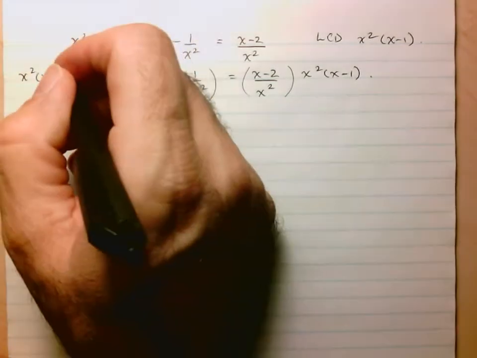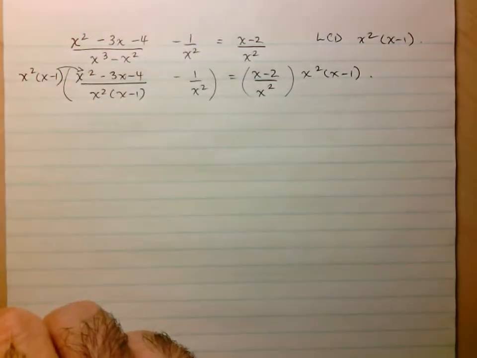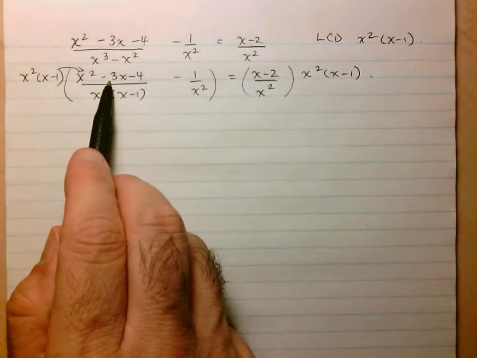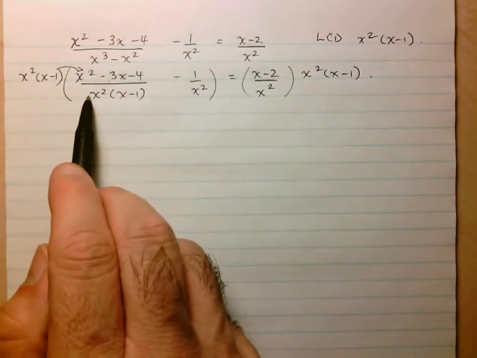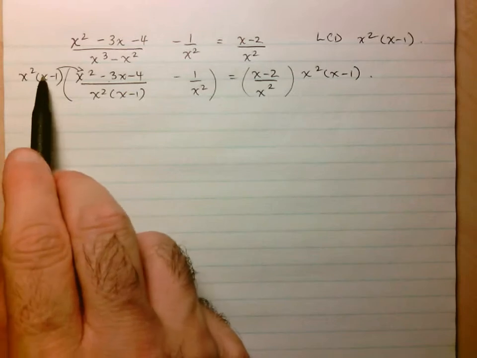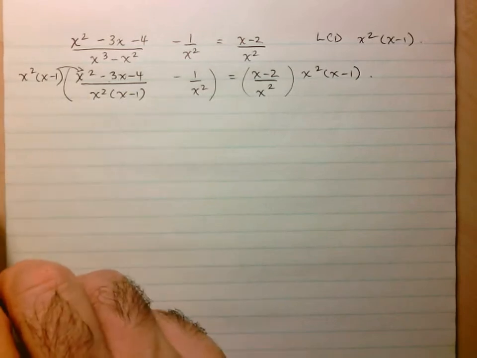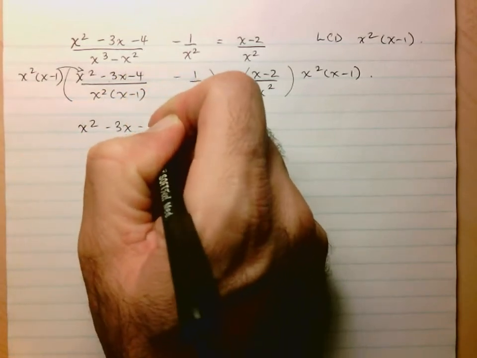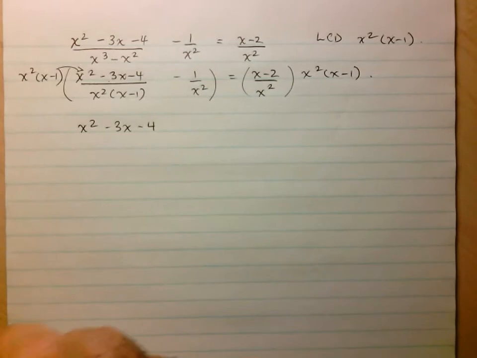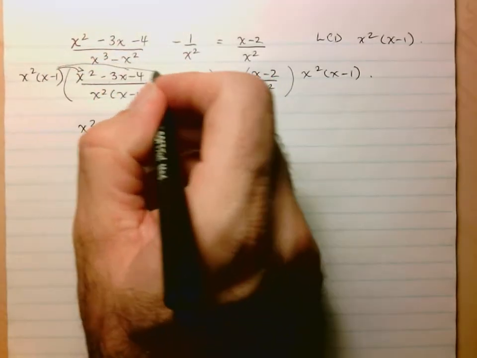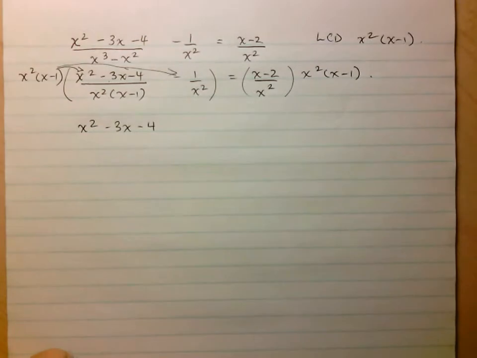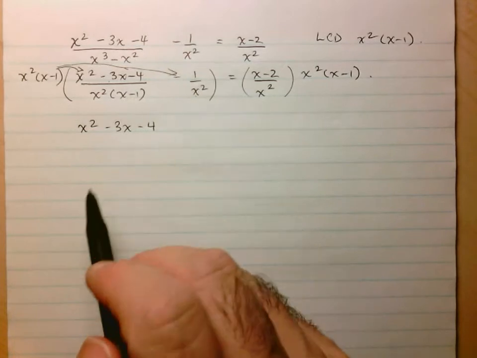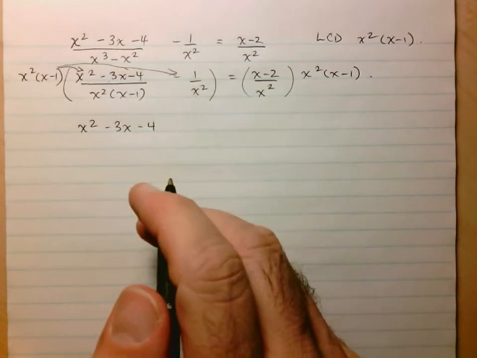Once I do that, let's start with the left-hand side. I have to distribute this to each term, and when I multiply this to the first term, the x squared in the numerator and denominator will simplify, and the x minus 1 in the numerator and denominator will also simplify. So in the end, I'm just left with x squared minus 3x minus 4. Now let's multiply this to the second term in the bracket. Here the x squared in the numerator is going to simplify with the x squared in the denominator, so I've succeeded in getting rid of that denominator.